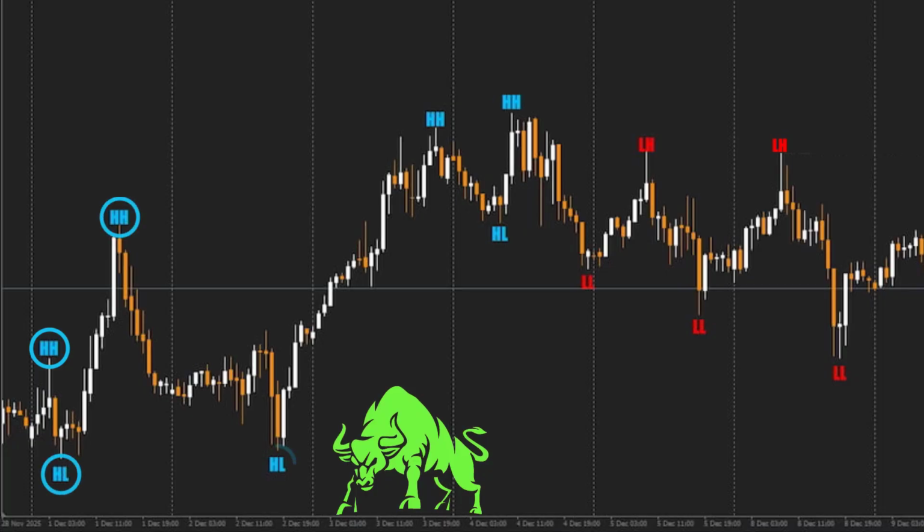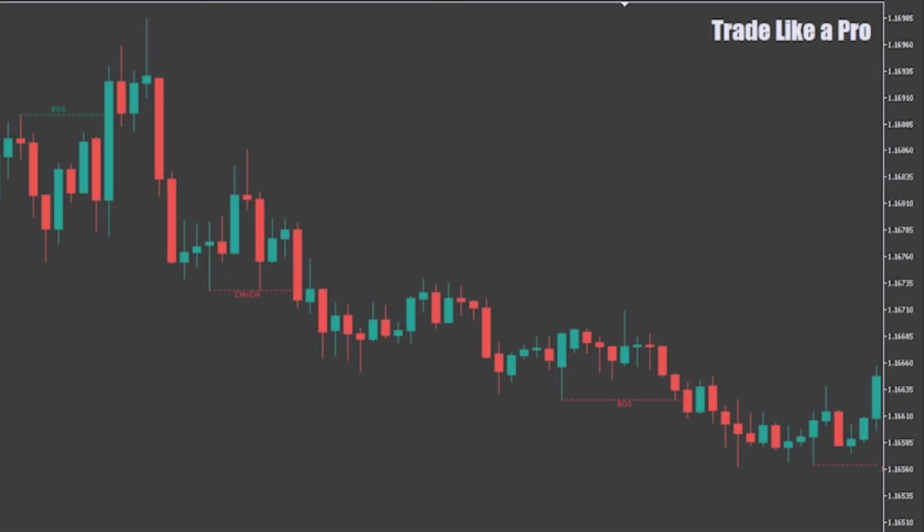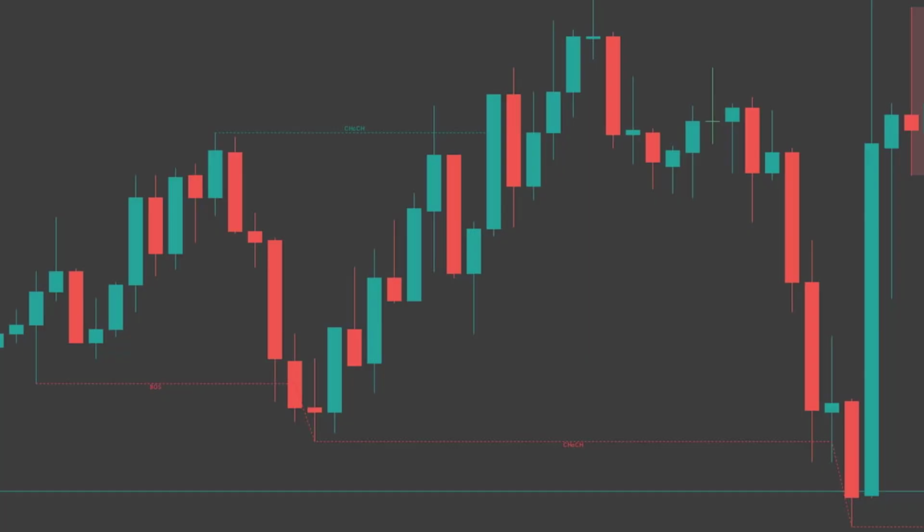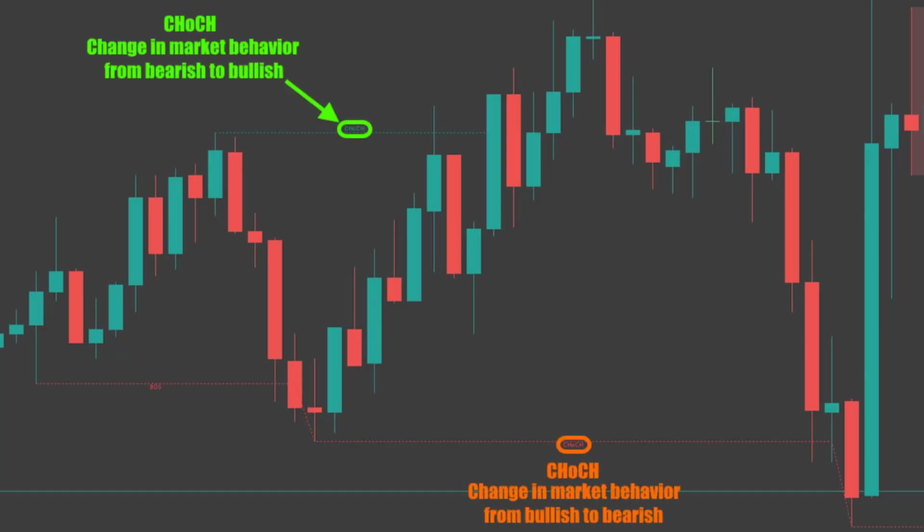As we know, in a bullish trend, prices consistently form higher highs and higher lows, while in a bearish trend, lower lows and lower highs appear. The next important structural element is the acronym CHOCH, which stands for Change of Character. This is the first clear sign of a possible trend reversal. It alerts traders to a shift in overall market power.